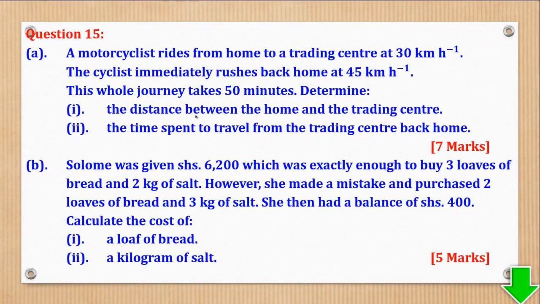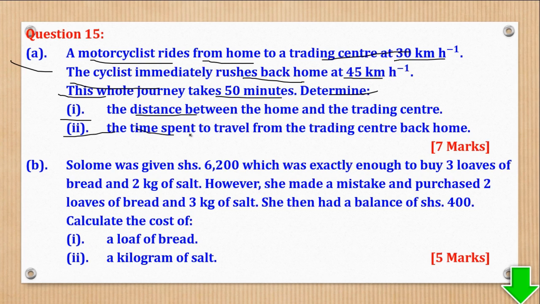Then question 15 says, part A, a motorist rides from home to a trading center at 30 kilometers per hour. The cyclist immediately rushes back home at 45 kilometers per hour. This whole journey takes 15 minutes. Determine Roman 1, the distance between the home and the trading center, and Roman 2, the time spent to travel from the trading center back home.